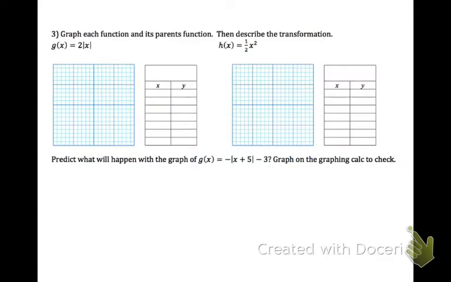Take a look at these two. We're going to graph each of these equations and its parent function. So g of x equals 2 times the absolute value of x. So that means our parent function is f of x equals the absolute value of x. Now, I'm not going to make a table. I'm just going to do this in my head. So when I plug in -1, take the absolute value, it's +1, 0 is 0, and then 1 is 1. And there is the graph of our parent absolute value function.